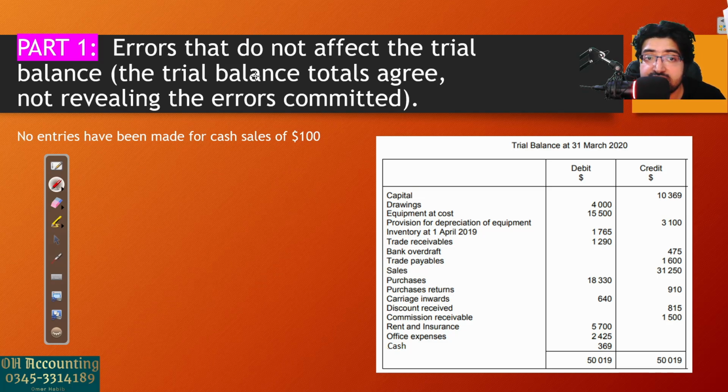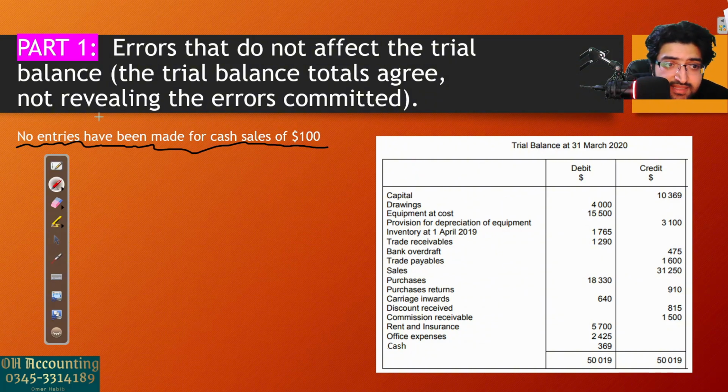Okay. So part 1, errors that do not affect the trial balance. In simple words, the trial balance totals will agree, not revealing the errors committed. For example, no entries have been made for cash sales of $100. Okay, so they're telling us that there was an error. We have not made any entries for cash sales of $100. If we made this entry, we will record it like this: cash debit by 100 and sales credit by 100, right?